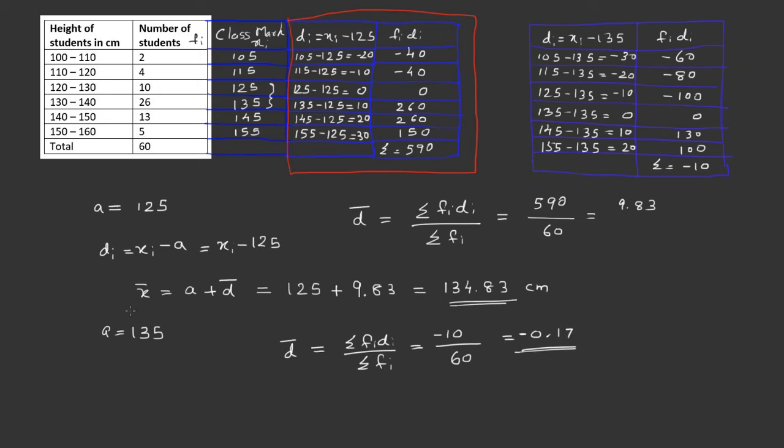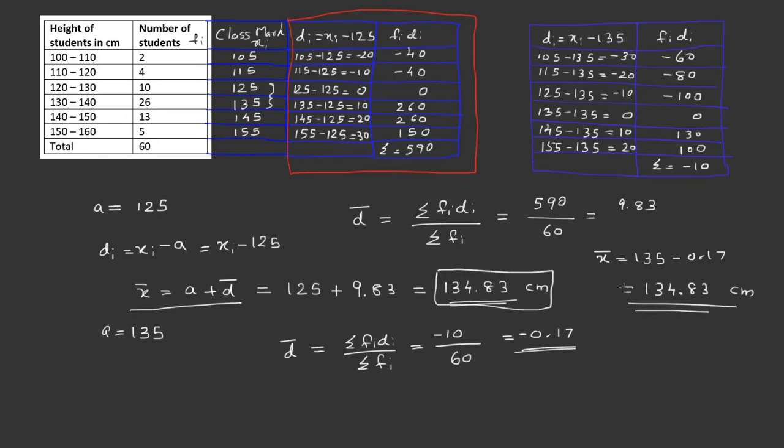I know x bar is equal to a plus d bar. In this case, a is equal to 135 and d bar is equal to minus 0.17. Therefore, x bar is equal to 135 minus 0.17, that is equal to 134.83 centimeter. This is same as I got here. So, the selection of a is independent of the value of mean.